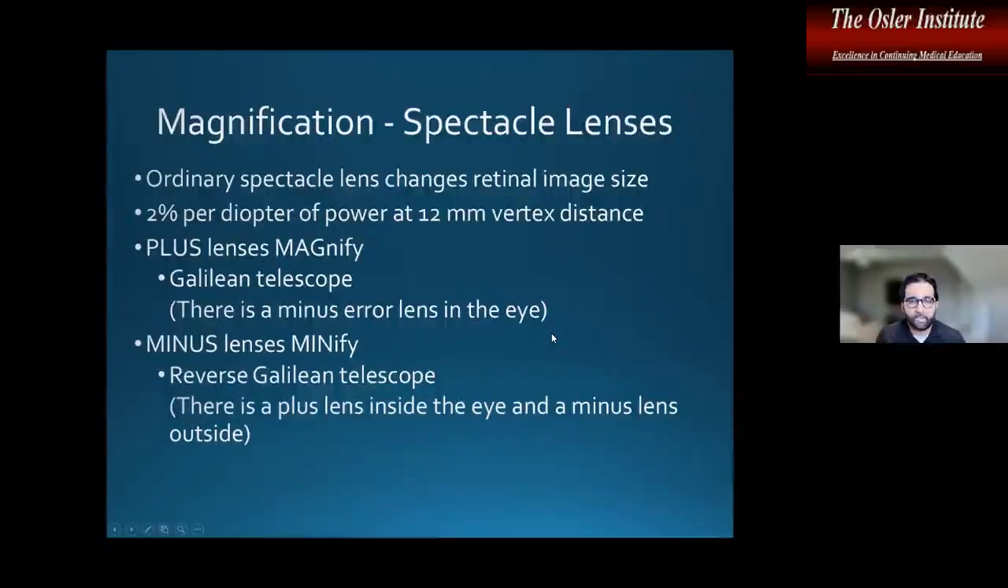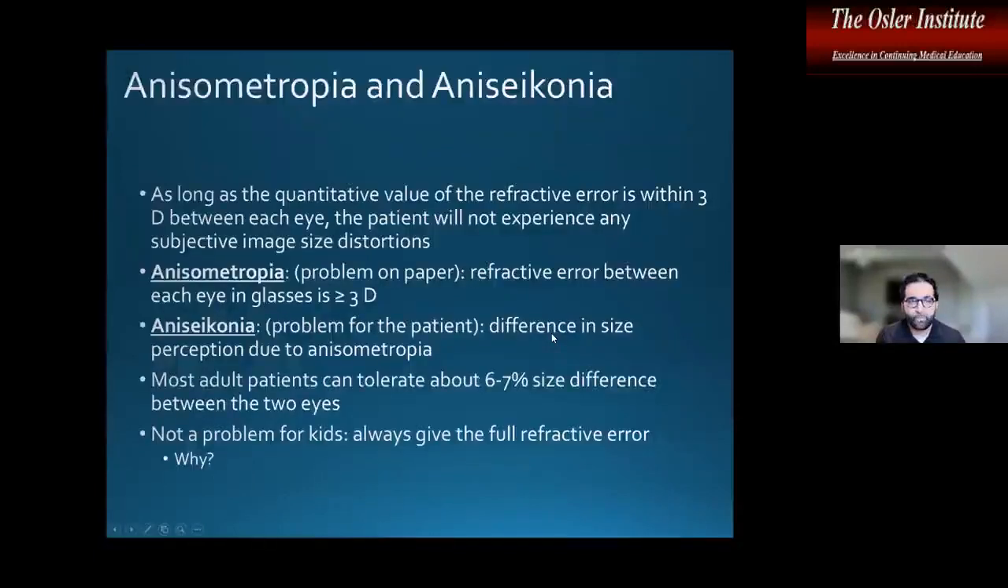This now leads us to talk about anisometropia and aniseikonia. Remember, as long as the difference in refractive error between the eyes is less than about 3 diopters, the patient will not experience any subjective image size distortion. Anisometropia happens primarily at more than 3 diopters, and it is a problem on paper. Simply, anisometropia means that there's a refractive error difference between the eyes greater than 3 diopters.